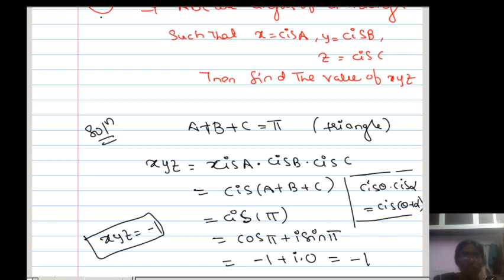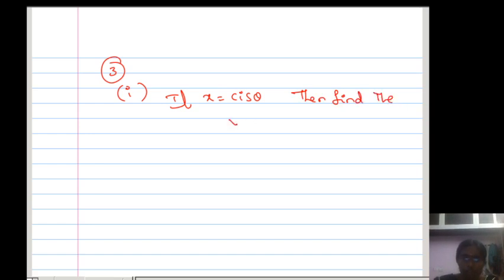Yeah. Next question. Third bit, first problem. If x is equal to cis theta, then find the value of x power 6 plus 1 by x power 6. Okay. Next, find the cube root of 8. That I will discuss later. First this question, let us see here. So x is equal to cis theta, then find the value of x power 6 plus 1 by x power 6.